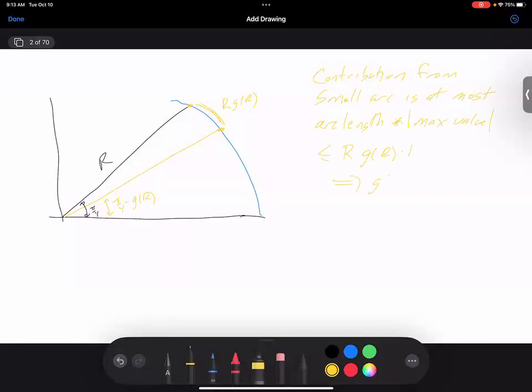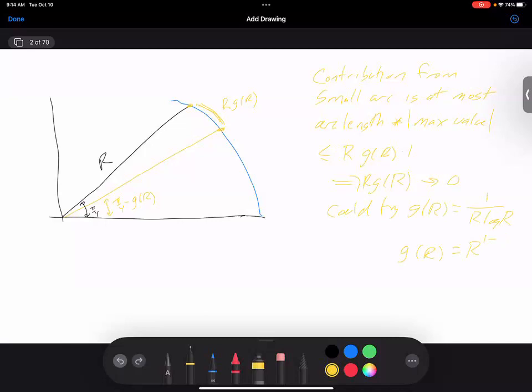So therefore, g of r needs to be small enough so that r g of r goes to 0. We need r g of r to go to 0. Could try g of r equals 1 over r log r. Or we could try g of r is r to the 1 minus eta.